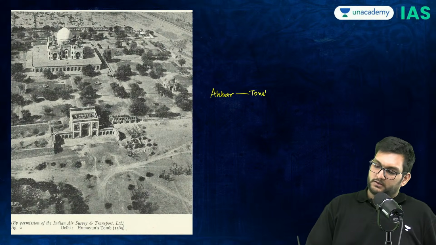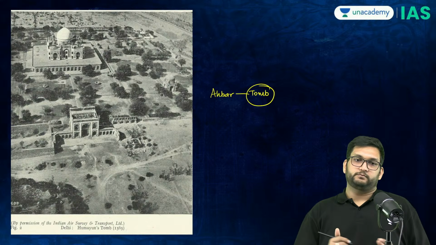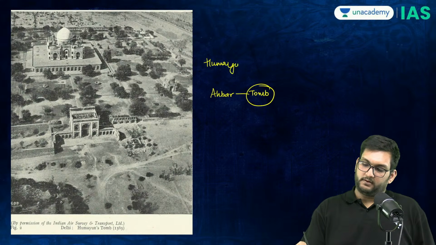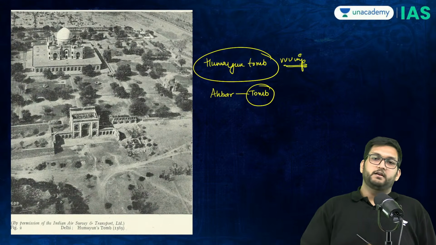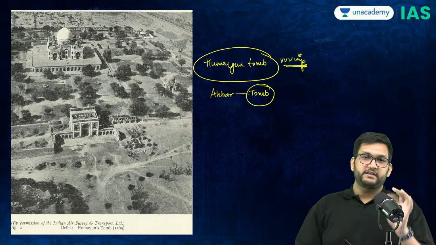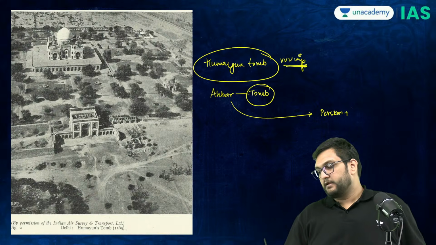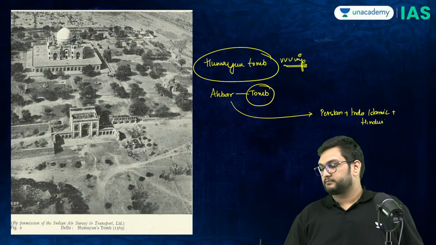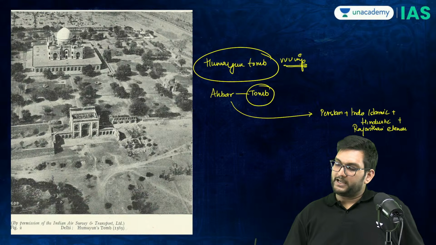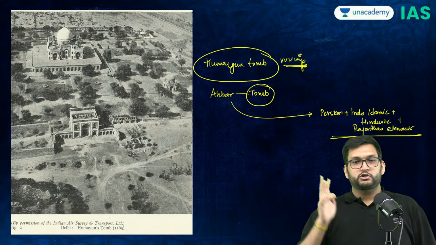But Akbar will create a tomb for him, or rather fund a tomb which his wife was creating, which is called Humayun's tomb. Now, Humayun's tomb is very, very, very important because a very important feature of Akbar's period, Persian plus Indo-Islamic plus Hinduistic plus Rajasthani elements, all came together in Humayun's tomb. Very beautiful structure, not talked about enough.